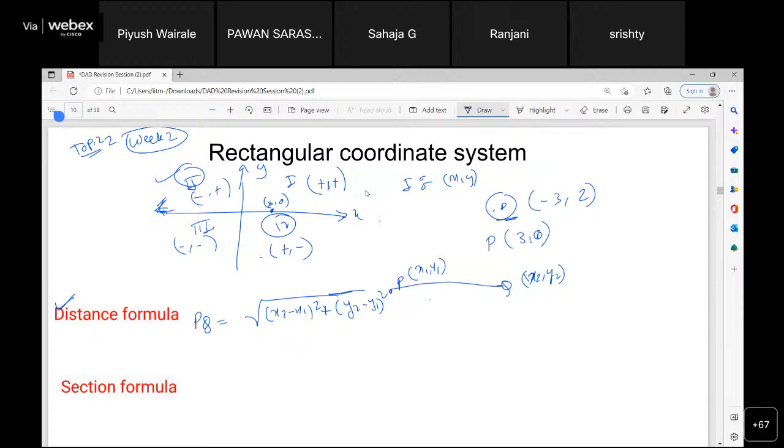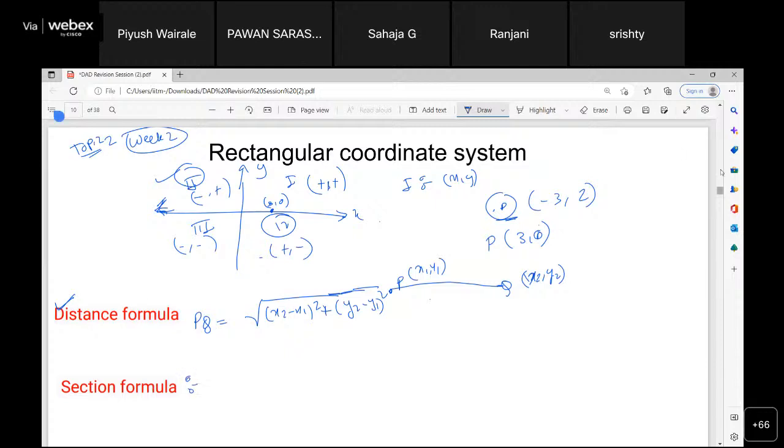This is basically a simple formula. So please remember this: the distance between any 2 points, say x1 comma y1 and x2 comma y2, will be under root of the difference in x coordinate square plus the difference in y coordinate square, that is y2 minus y1 square. Okay. Now, what is the section formula?